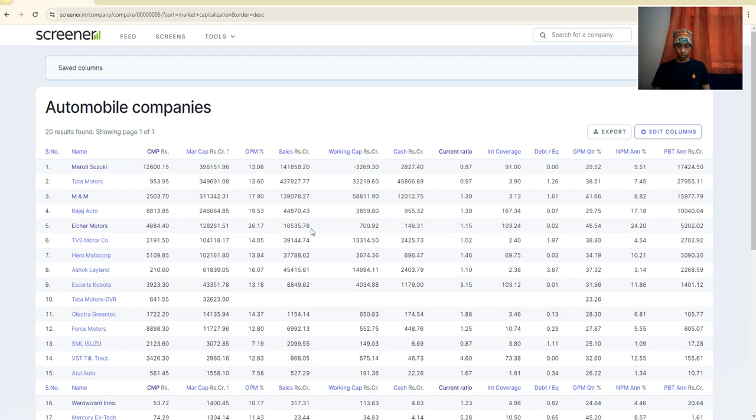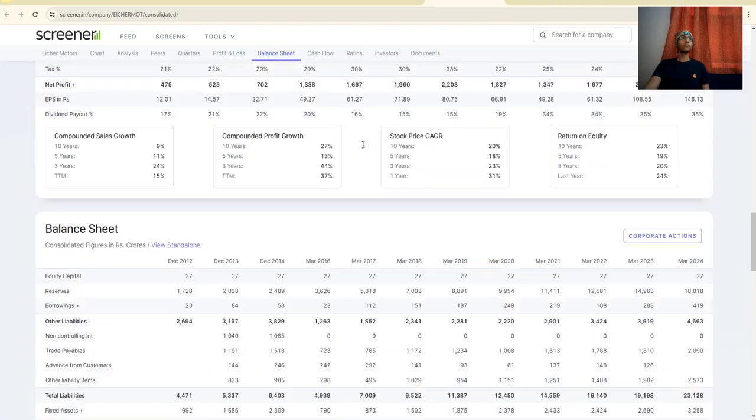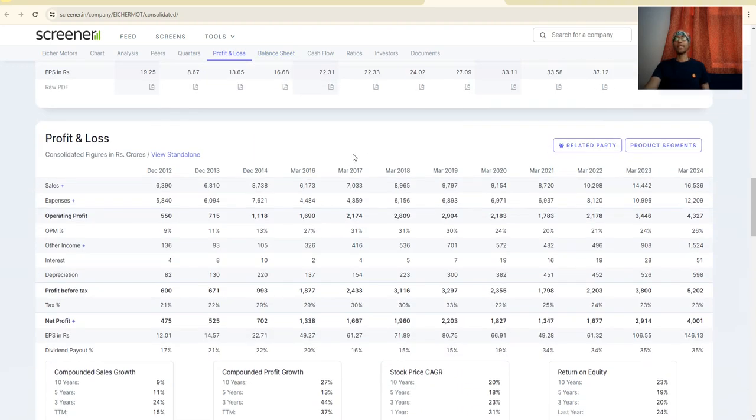5202 divided by 16535. This is 31%. So how come this is happening? If you check their income statement, you will see operating margin is 26%, all right. Then depreciation, finance cost, and there is other income.